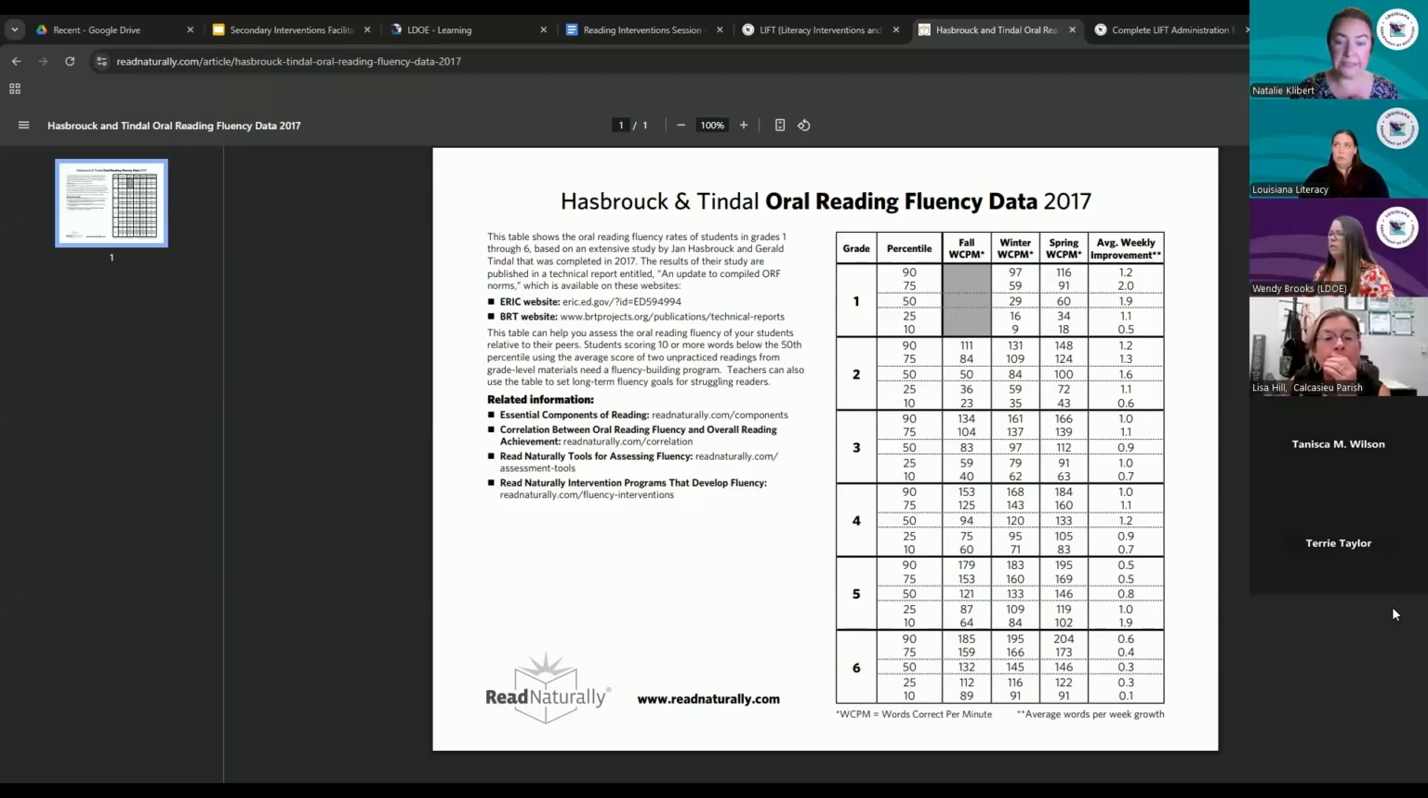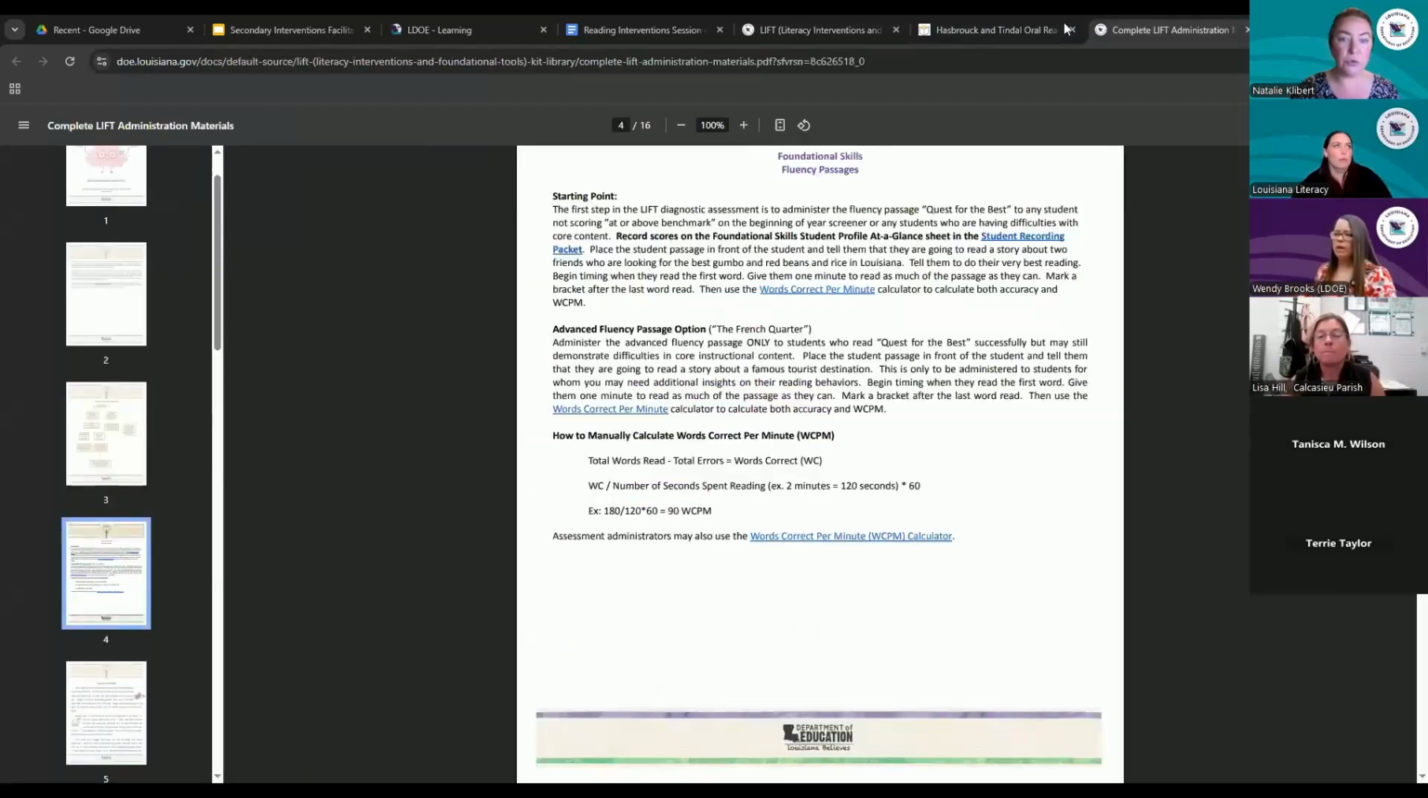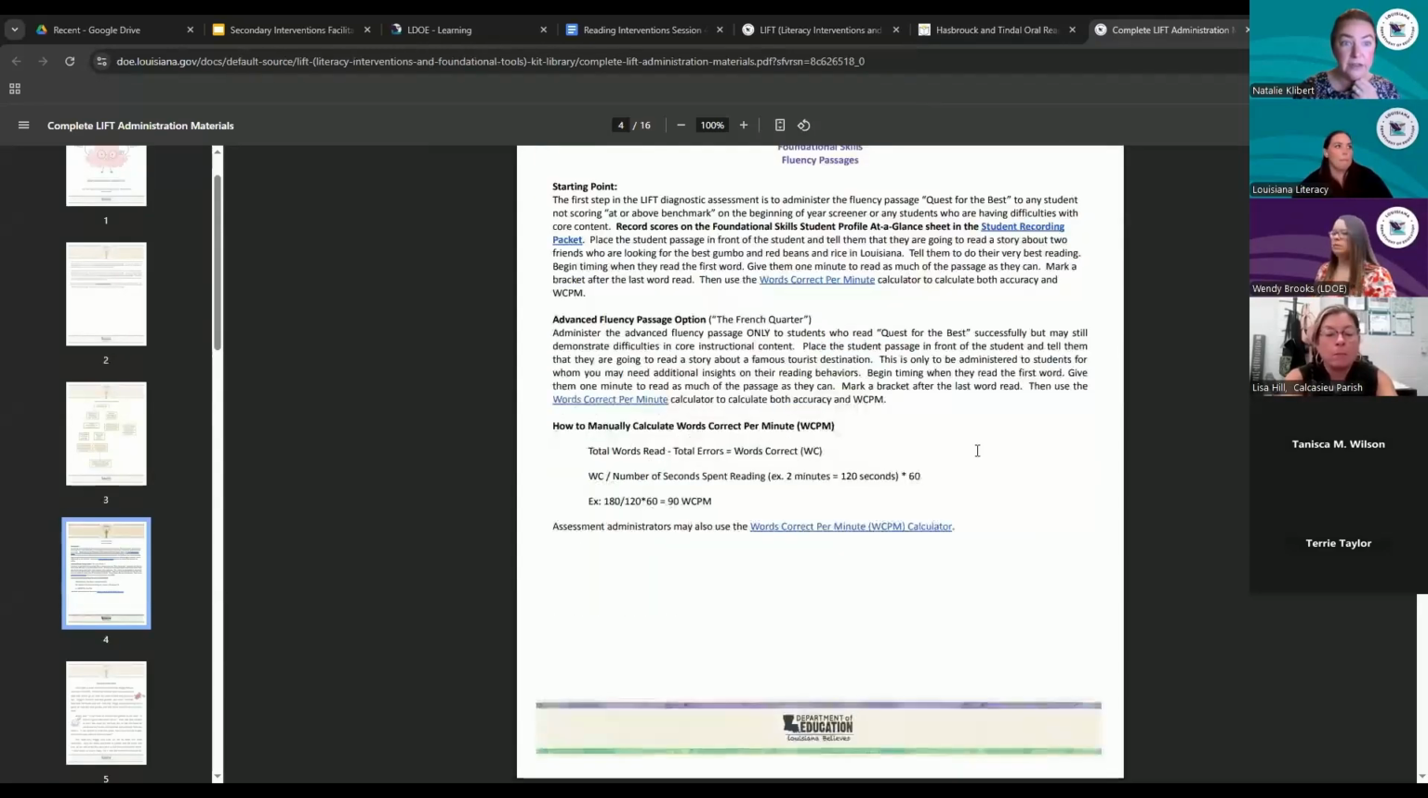So we're looking at this fluency norms chart. We're assuming it's spring because that's where we're at. We're looking at words correct per minute in the 50th percentile. So if we're looking at any students today, they probably need to be at least 146 words correct per minute and they need to be at least 95% accuracy. Those are really important. It's saying that the student's reading fluently enough to comprehend as they read.